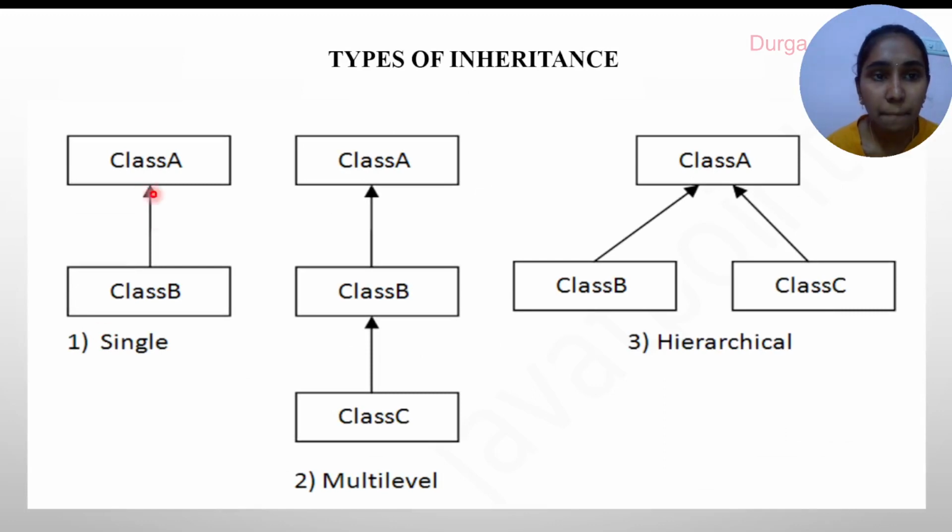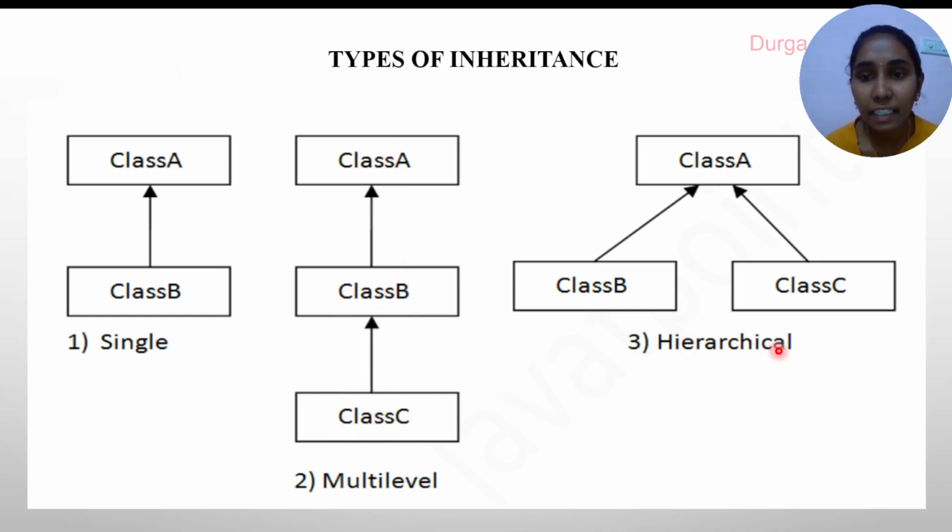The first type is single inheritance. Single inheritance is nothing but one class derived from another class. One child class derived from one parent class is nothing but single inheritance. The second one is multi-level inheritance. One class derived from another derived class is known as multi-level inheritance. If you observe, A is a parent class, B is a child class, B is derived from A, so B is known as a derived class. We are deriving another class from the derived class. So this is known as multi-level inheritance.